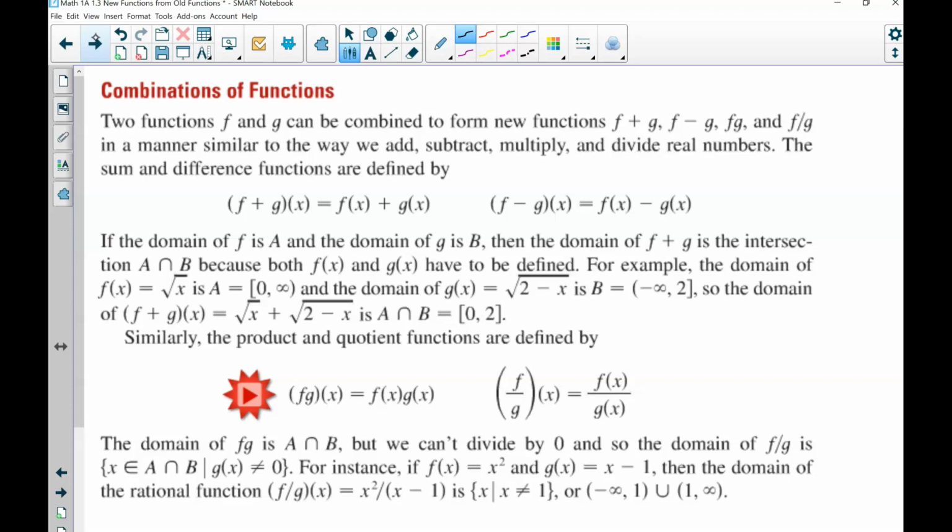Now, the domain of f times g is A intersect B, but we need to take into consideration that we can't divide by 0. And so the domain of f divided by g is all real numbers that intersect between the sets A and B, whereas g of x cannot equal 0. So for instance, if we had the functions x squared and x minus 1, then the domain of the rational function x squared divided by x minus 1 would be the set x such that x cannot equal 1, or in interval notation, negative infinity to 1, union 1 to infinity.